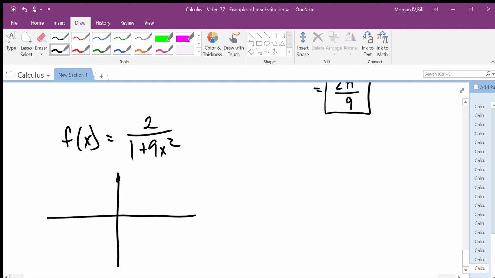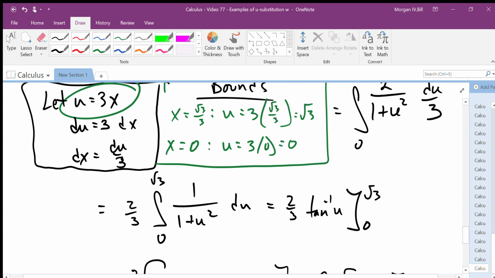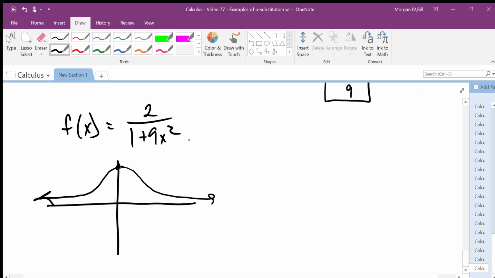If x gets really big, like x is 100, what's happening is the denominator gets really big. 2 divided by really big goes to 0, and you get something that curves down this way, and same thing on this side. And what we wanted to do for our bounds here was from 0 to root 3 over 3. So we have from 0 to root 3 over 3, the area under that curve looks something like this.